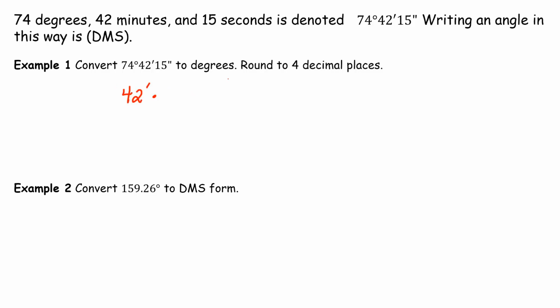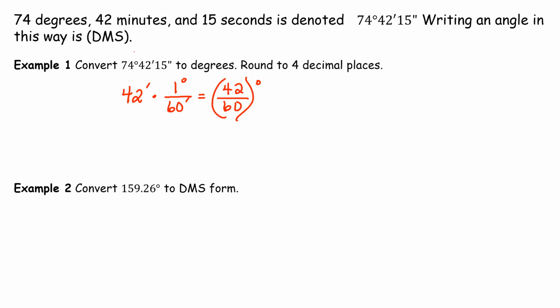Remember, there are 60 minutes in a degree, so we could write 1 degree over 60 minutes. This is just like unit multipliers. You've been doing that for a long time now. We're going to use these unit multipliers from the previous slide. 1 degree for every 60 minutes. So to change that 42 minutes to degrees, this is what we would do. The minutes would cancel and we would end up with 42 over 60 degrees.